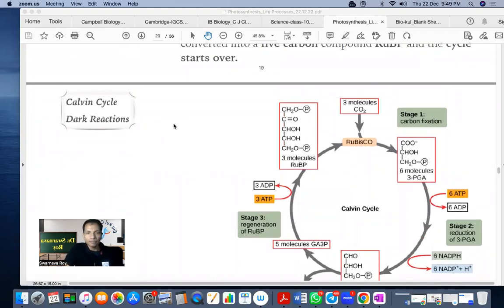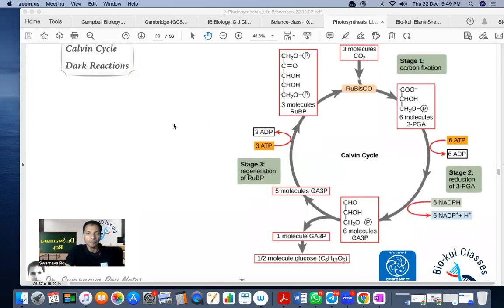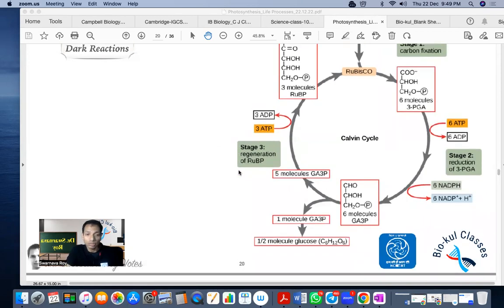We will stop here. And in the next class, we'll do part 2 of photosynthesis, where we will talk about CAM, crassulacean acid metabolism. We'll talk about C4, photorespiration. We'll talk about the different experiments of photosynthesis. That will complete this whole chapter.